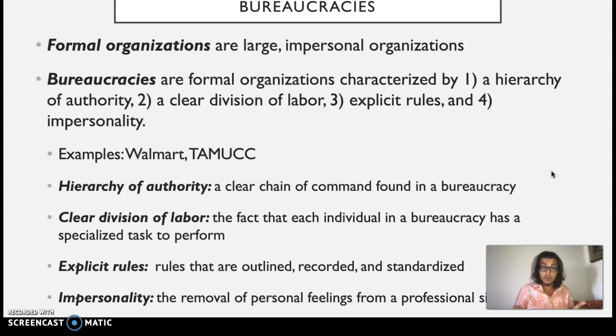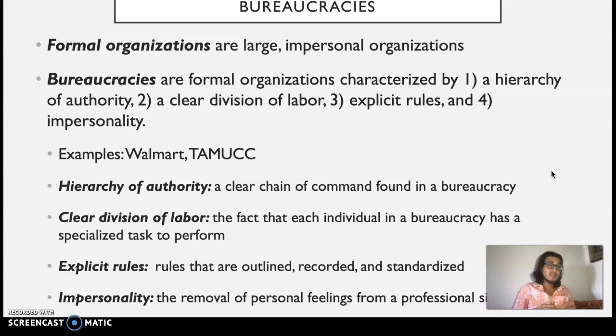Bureaucracies have explicit rules. The rules for a bureaucracy, the expectations for members of a bureaucracy, are very clearly outlined, recorded, and standardized. Bureaucracies typically will have a code of conduct, a worker's manual, etc., which really clearly outlines exactly what is to be expected and also what happens if a person's contributions to the bureaucracy are not meeting expectations. So punishment, basically. What happens if you break the rules of the bureaucracy? What will happen to you? Will you get fired? Do you get suspended, etc.?